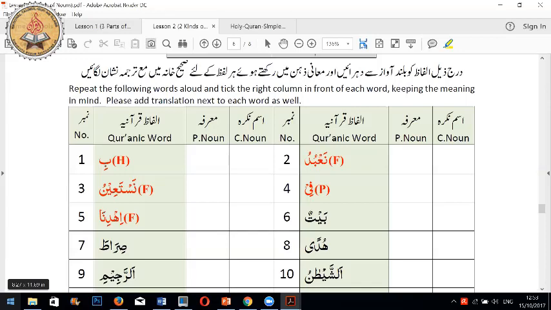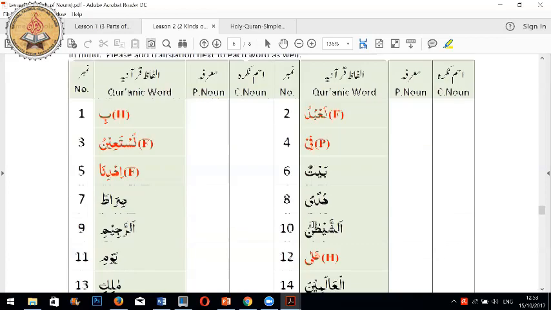So the one B cannot be. So that is good. Two as well. Na'budu, we worship. It's not an ism. So you will write down the translation. What is the translation? Meaning, but you can say, oh, this is harf, I cannot classify or attach it to any column. And similarly, 3, nasta'in, we implore for help, we seek help. Fi means in, ihdina, guide us. So I think it's good.